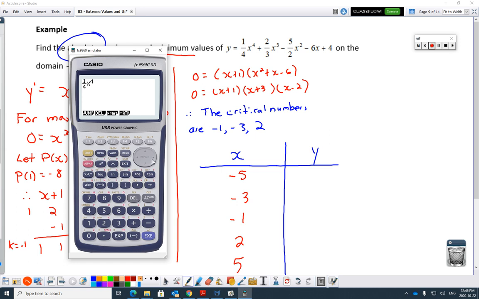X to the 4. Plus 2, 3, x exponent 3, not 33, 3. Then 5 halves. Okay, so minus 5 halves x squared minus 6x plus 4. Really important you check this before you start subbing x values in, right? 1/4 x fourth plus 2/3 x cubed minus 5 halves x squared minus 6x plus 4. I got it right. Do I press equals?